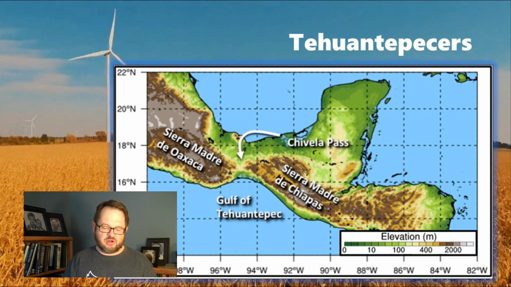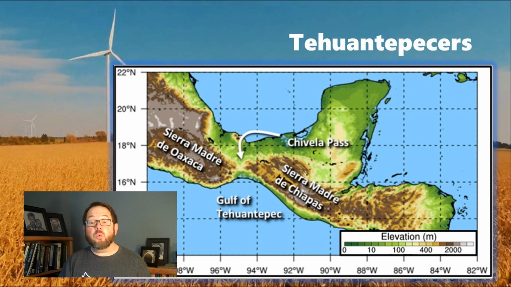Farther down into Central America, you have another section of mountains that are also called the Sierra Madre. They have slightly different parts to their name there. But in between, right through that isthmus of Tehuantepec, there is a narrow pass between these two mountain ranges. It's called Chivela Pass.